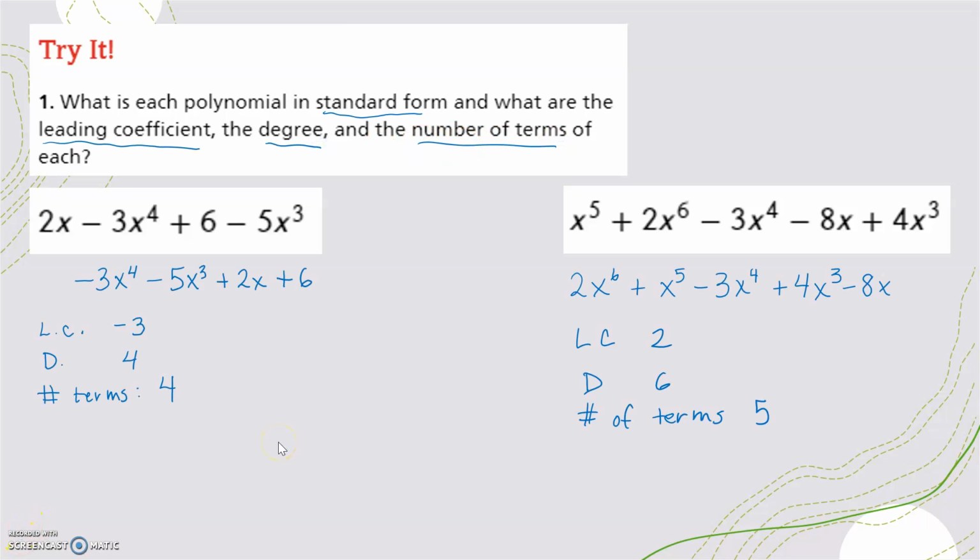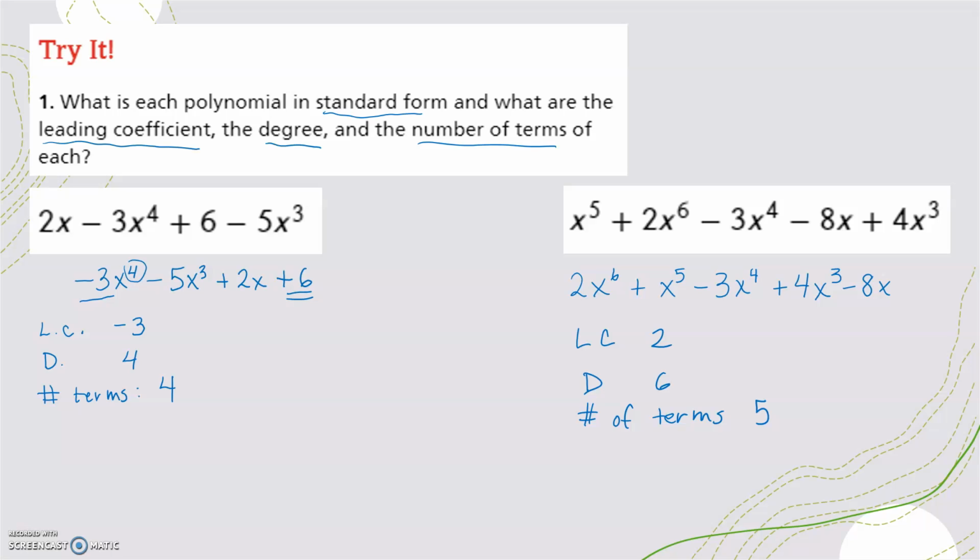Answers to these problems, they're written in standard form. The leading coefficient, the first thing you see when you've written it in standard form, is the number in front of the largest exponent, which would be negative 3. The degree is 4 because that is the largest exponent, and this particular polynomial has 4 terms. Notice that the constant term is written last when you're in standard form.